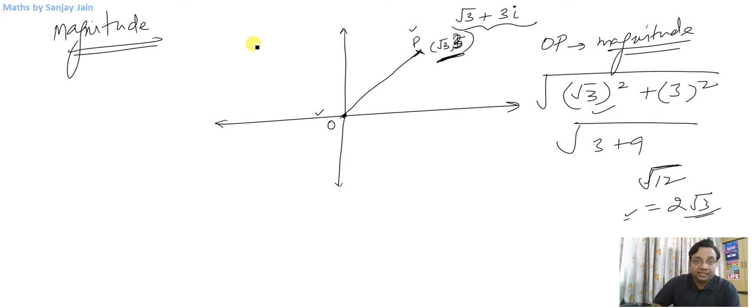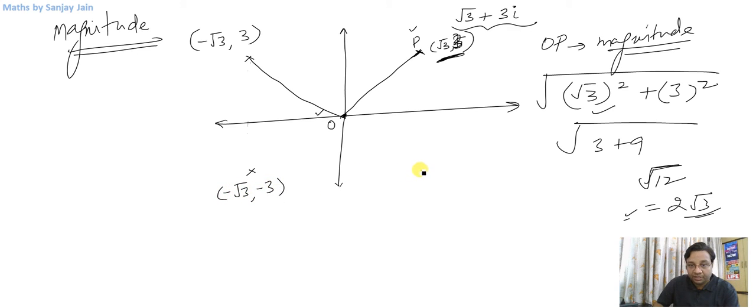And if I take another point, this, which is minus root 3 comma 3, you will see that it will also have the same magnitude, because this will also be square root of minus root 3 squared plus 3 squared. So this point will also have the same magnitude. And I can say about this point also, this point is minus root 3 comma minus 3, and there will be another point here, that will be root 3 comma minus 3.